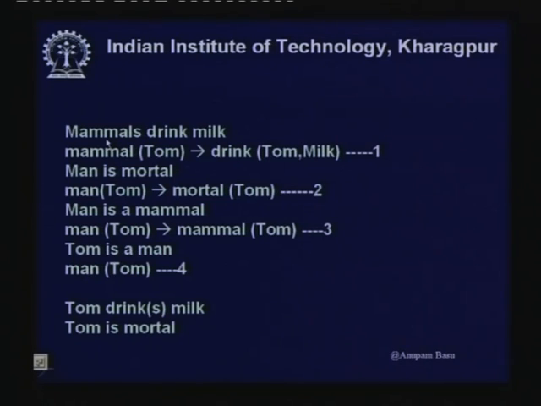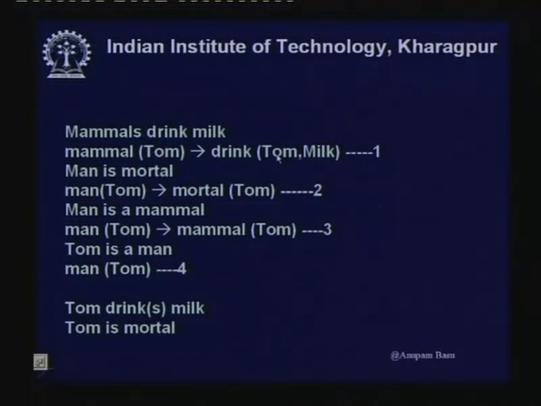So, what I really want to say is that mammals drink milk is a statement. I can say drink mammal milk, that would be fine, but it would not help me in this particular type of reasoning, and there is also a hidden implication within this. Mammals drink milk means that if a particular person, say Tom in this case, is a mammal, then it is also true that Tom will drink milk.